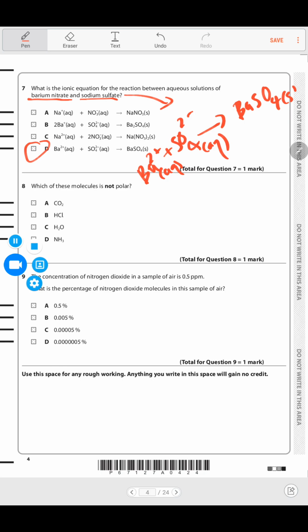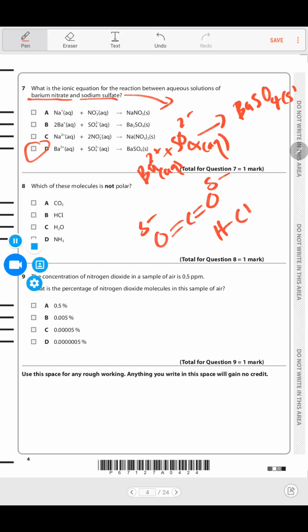Which molecule is not polar? This is all based on electronegativity and the shape of the molecule. The answer is A, right? Because carbon dioxide is a non-polar molecule: even though it has polar bonds, all the dipoles cancel out.